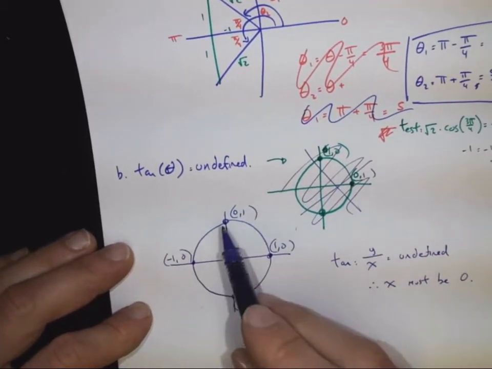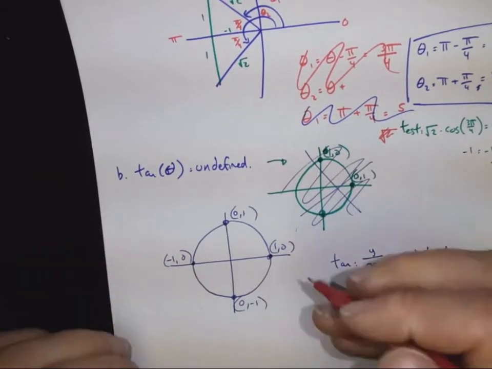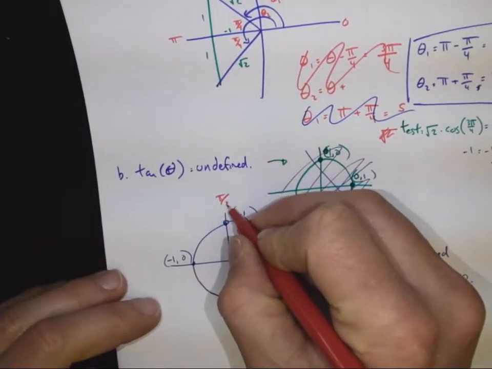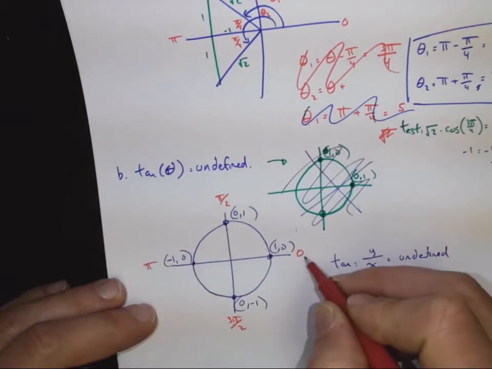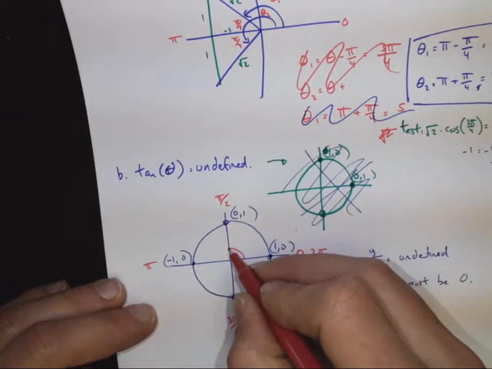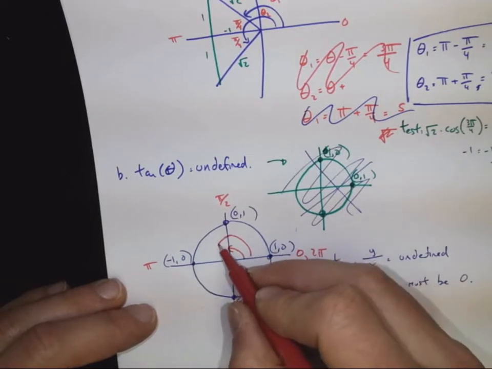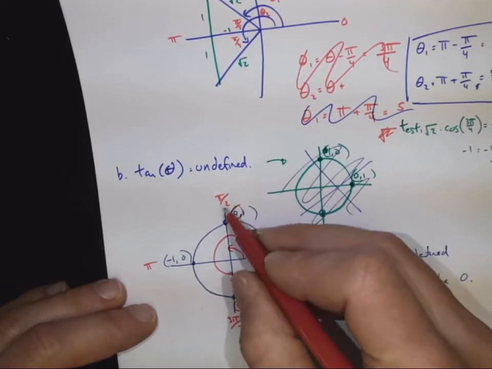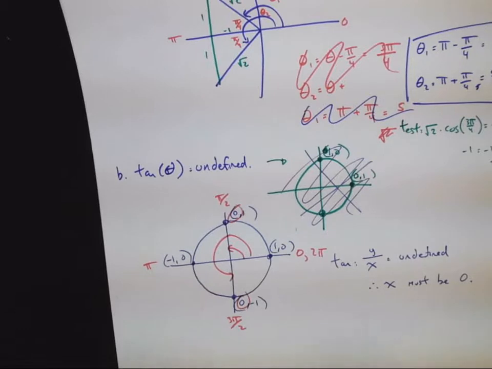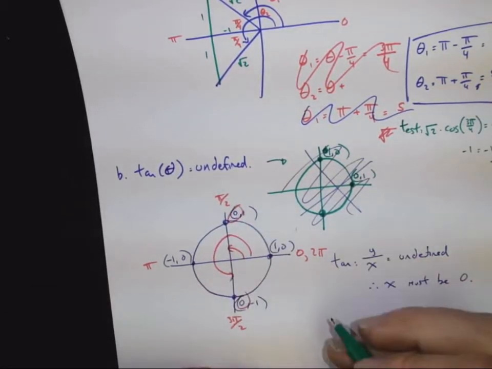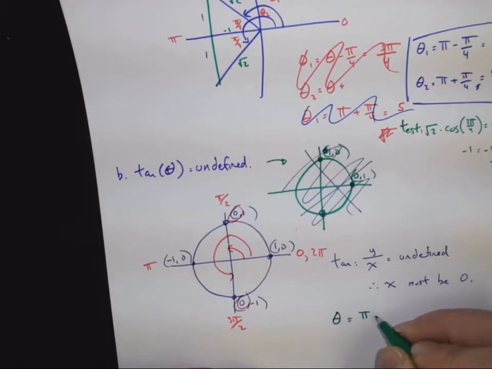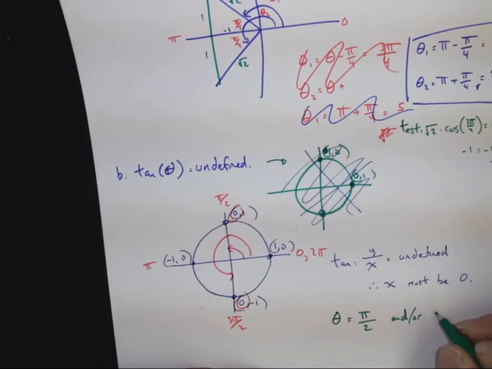Okay, so which points have an x value of 0? Well, the angles pi by 2 and 3 pi by 2 have x values of 0. So our two angles are theta equals pi by 2 and 3 pi by 2.